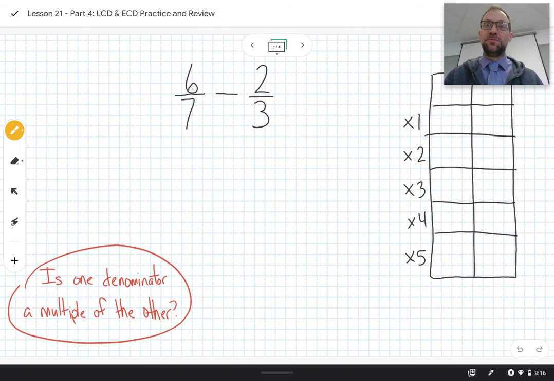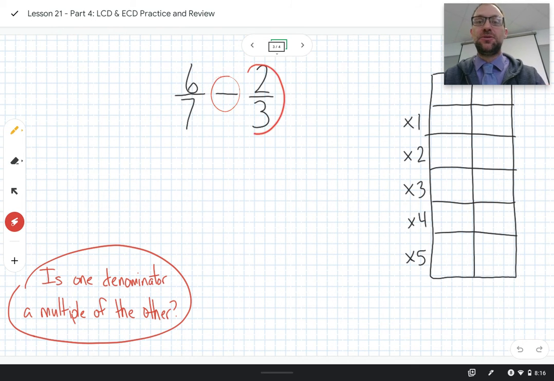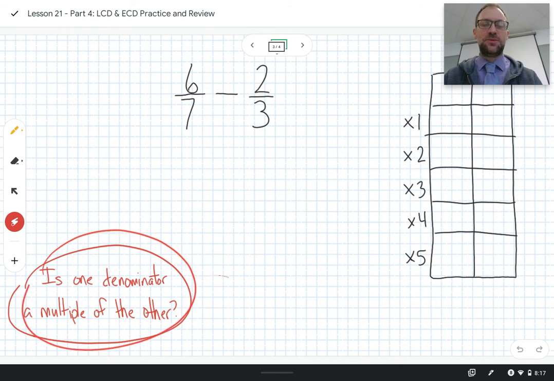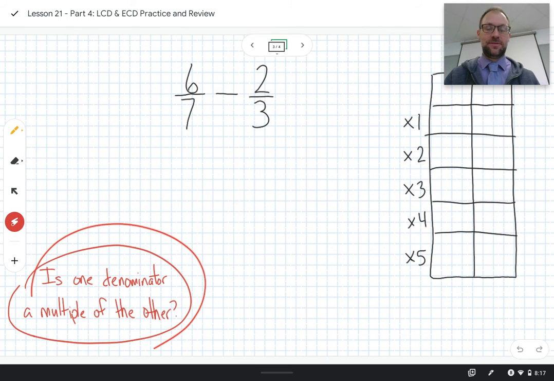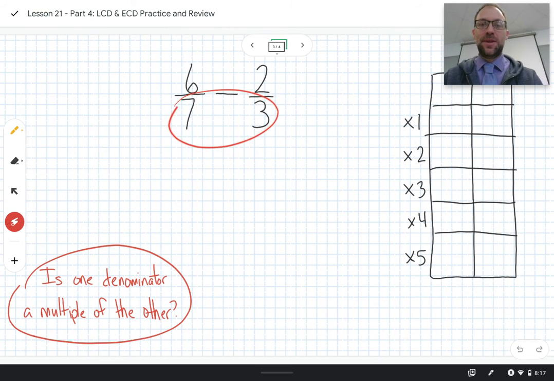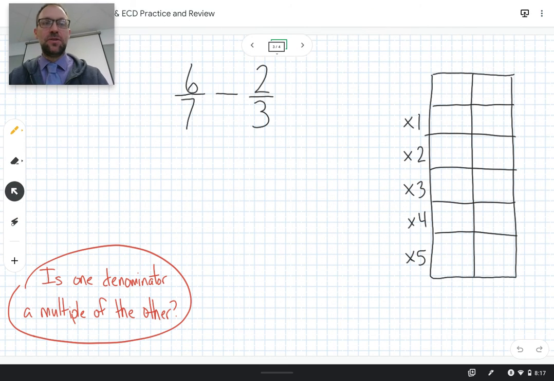Let's try one more. All right, here we have subtraction. 6/7 minus 2/3. How do we start? Yes, that's right. We ask ourselves, is one denominator a multiple of the other? And so let's look at our denominators. Nope. 7 is not a multiple of 3. In other words, 3 times nothing is going to get us 7. It doesn't work. And so we have to use our table.